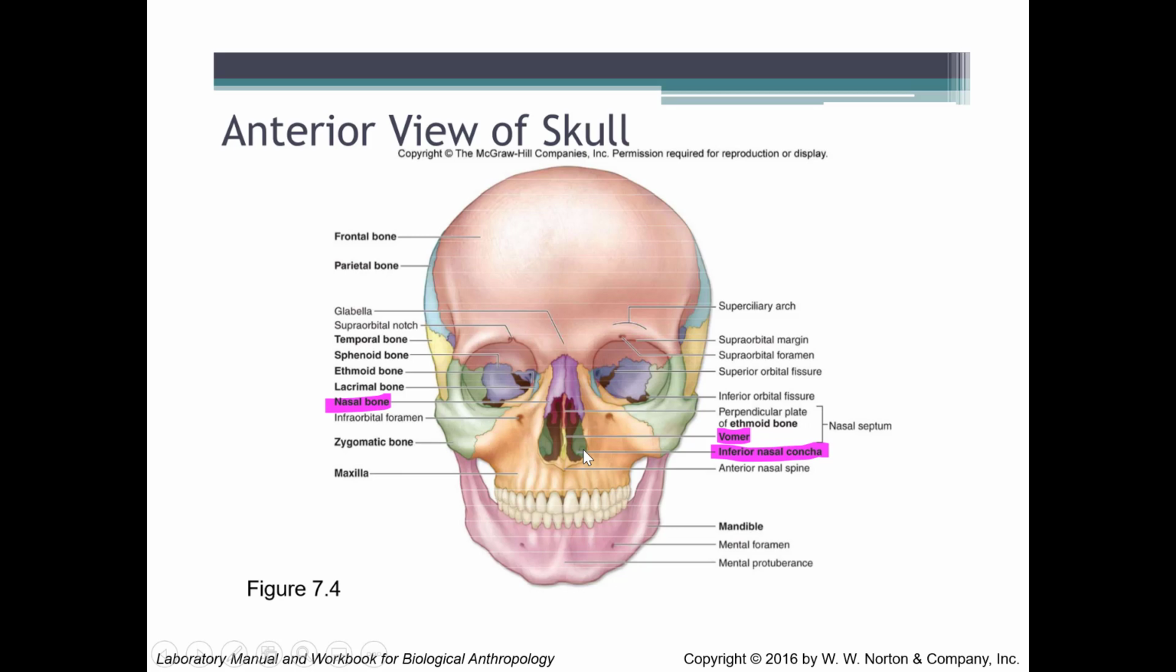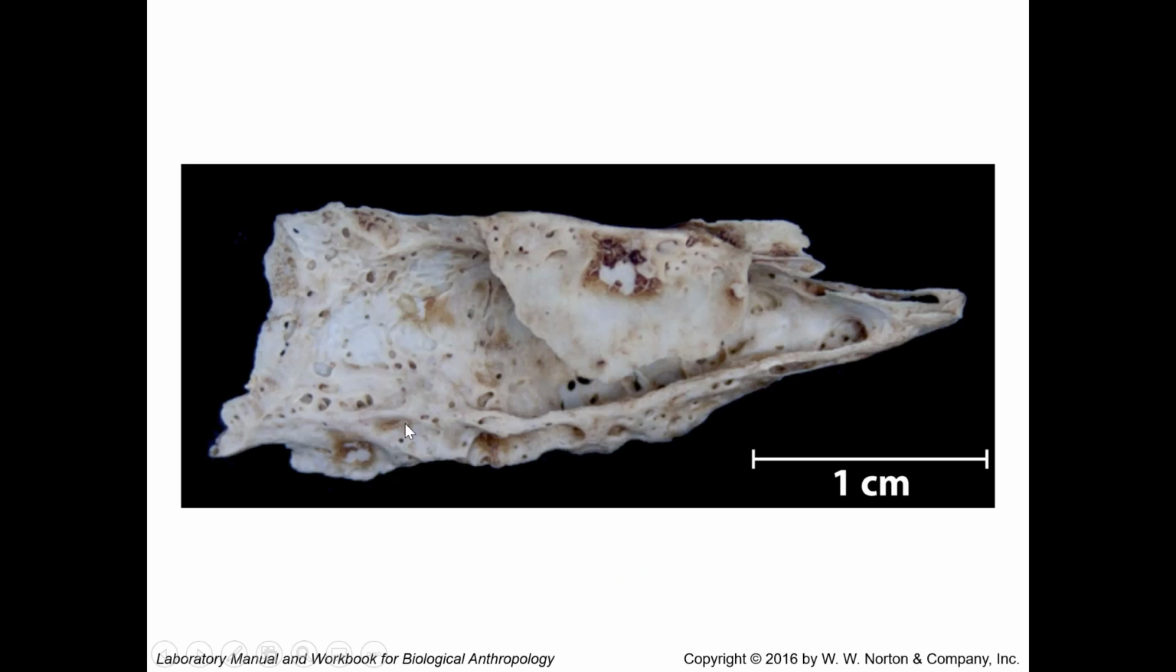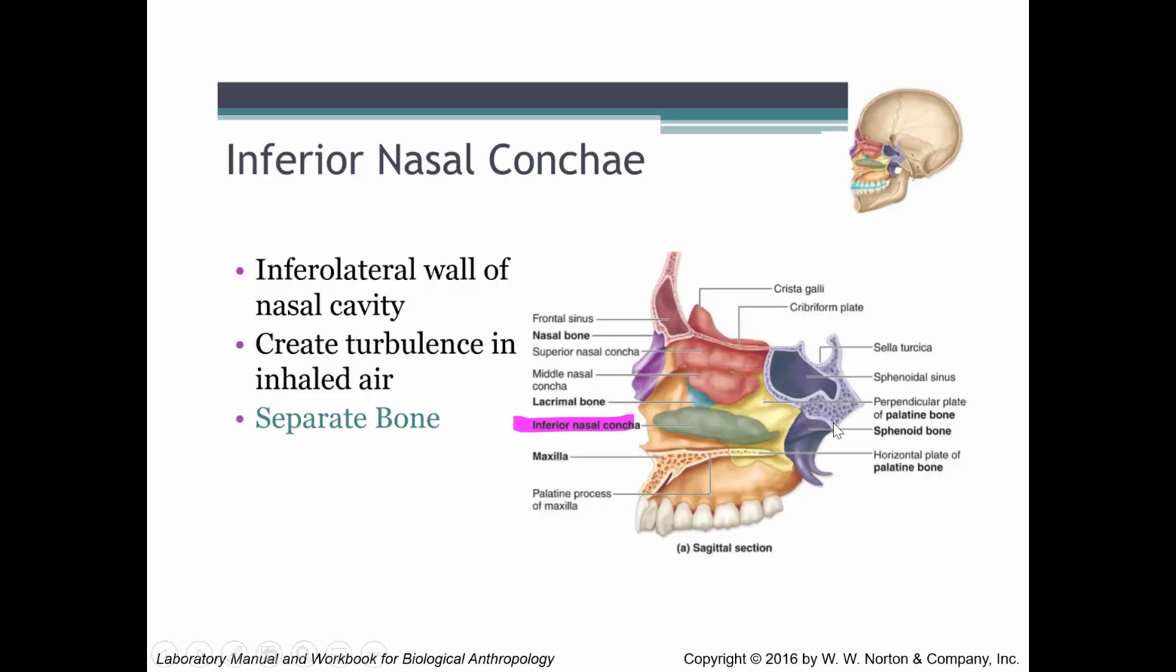They are very important in moistening the inhaled air. You can see it here, it's delicate and scroll-like. Their function is to moisten the air that we breathe in. Here's a better view of the inferolateral wall of the nasal cavity, and you can see the inferior nasal conchae. It creates turbulence in the inhaled air, and it is a separate bone, and that turbulence allows for the moistening of that air. So next, after this, is the mandible.